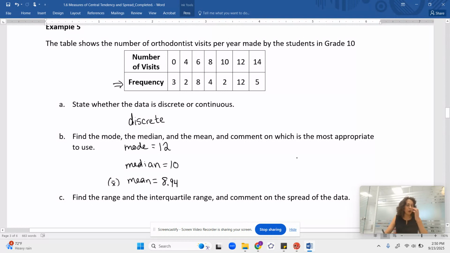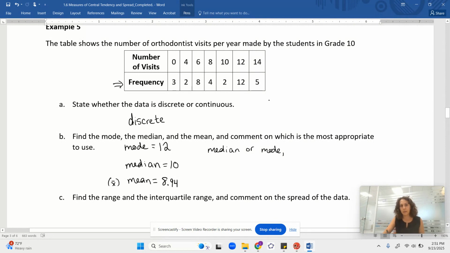It also says comment on which is most appropriate to use, the mean, the median, or the mode. I'm looking for what describes these students the best. What is the best way to describe these students? I would say the median or the mode would be most appropriate because most students went quite a bit. Most students went 10 or more times to the orthodontist.